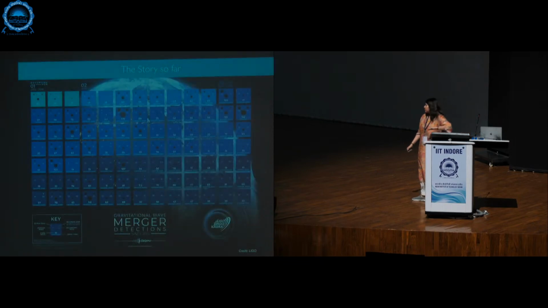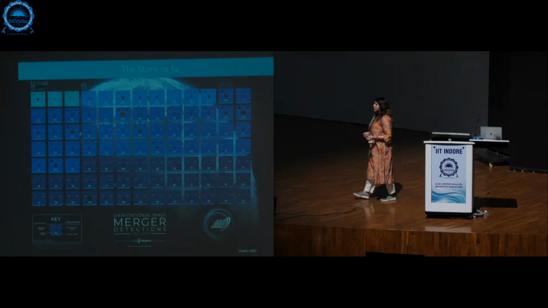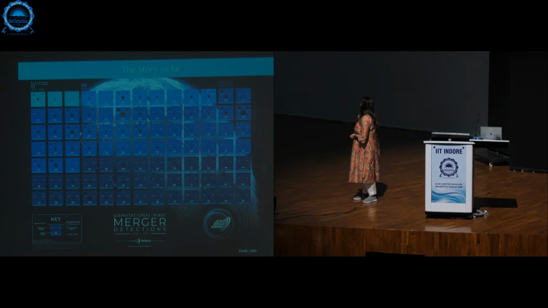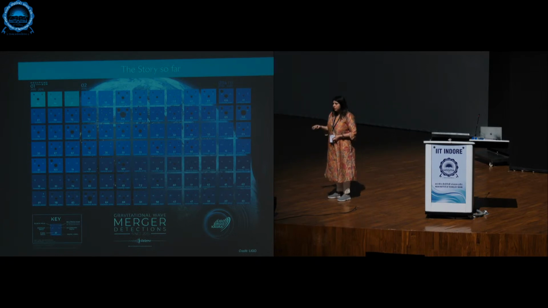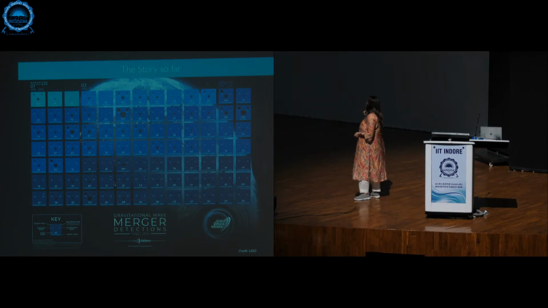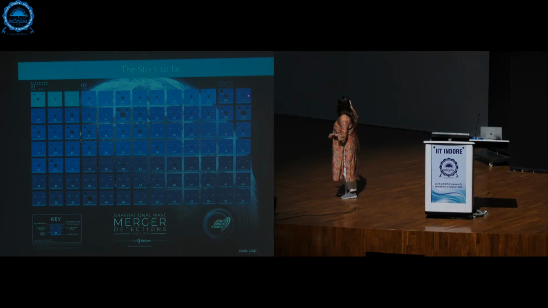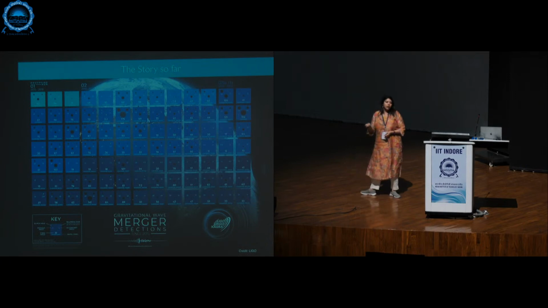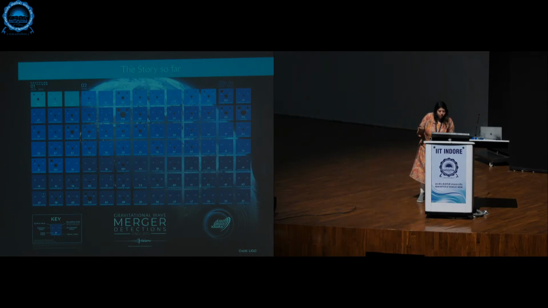So since then, since the first discovery, we have had many sources discovered. This is the last gravitational wave catalog that was published at the end of the third observing run. Out of these, the light blue ones, which are not very visible in this figure, there are around 12 such observations.